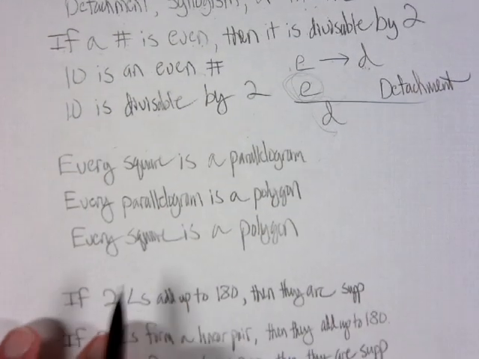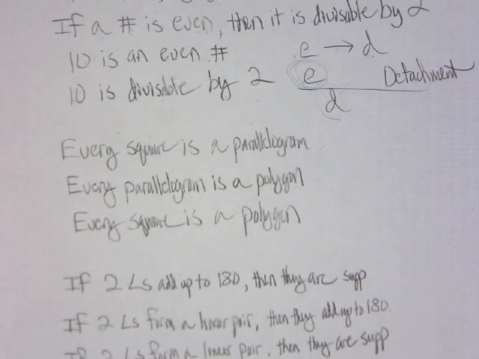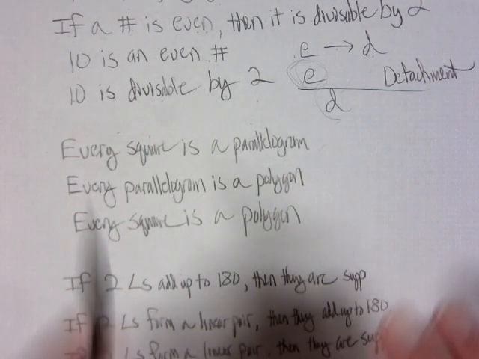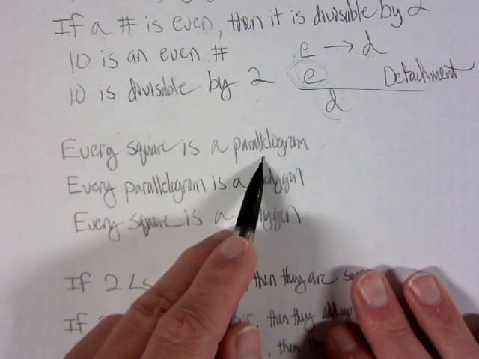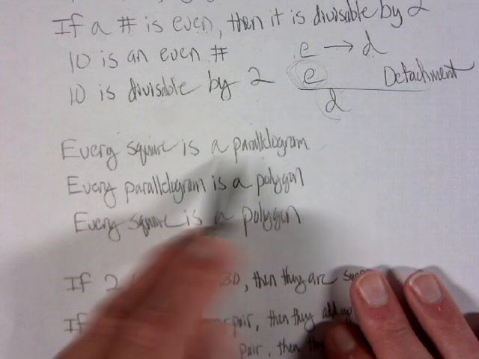All right, what about the next one? The first thing I want you to notice about the second example is it's not in if-then form. However, they are still conditional statements. Why? Because remember what we said: if it can be written in if-then form, it's still a conditional statement. So every square is a parallelogram can be written as if it is a square, then it is a parallelogram.